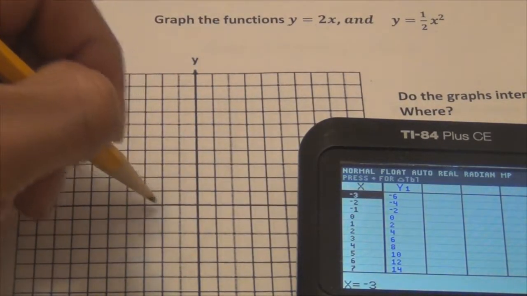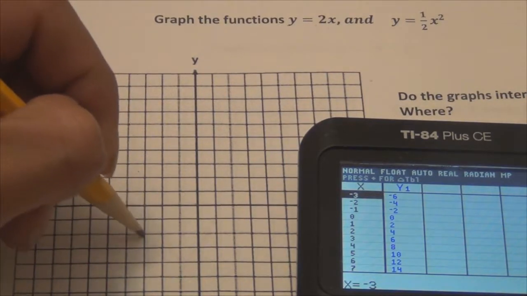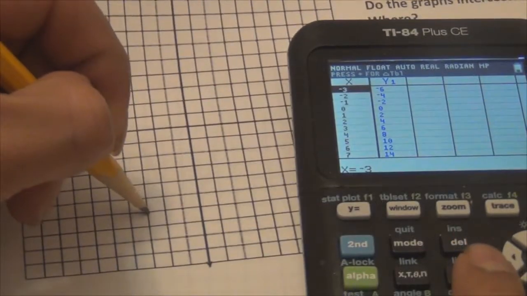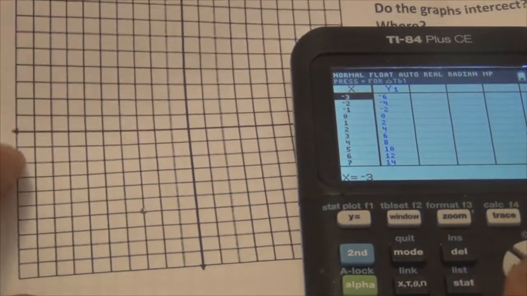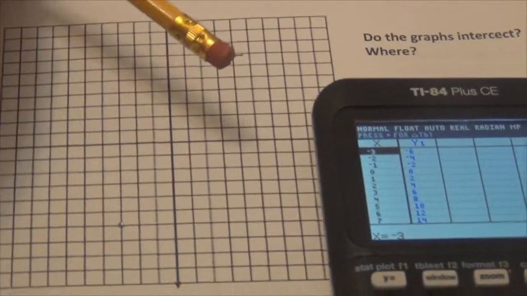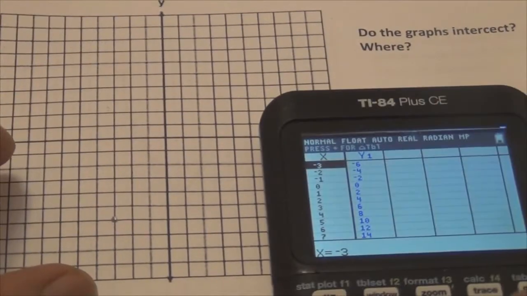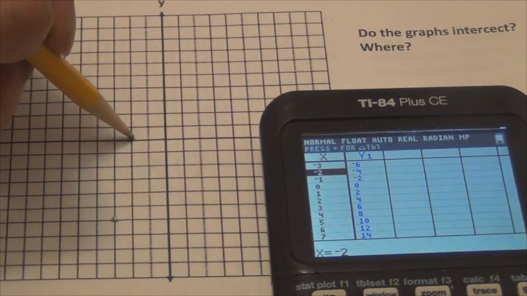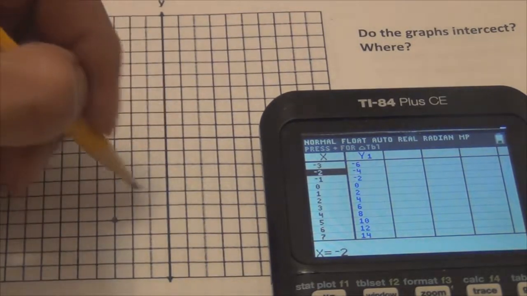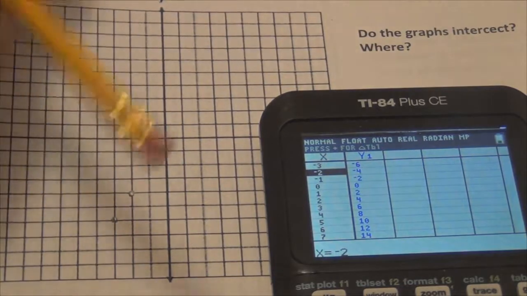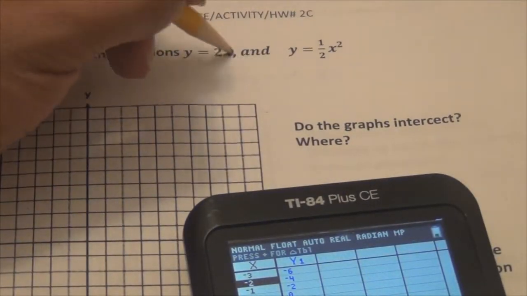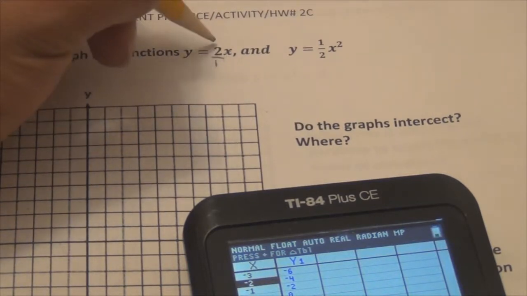-3, -6: 1, 2, 3, 4, 5, 6 right here. Then the next value would be -2, -4: 1, 2, 3, 4 right here. And look, the rate of change here is whatever multiplies the x. This is 2 over 1. This is the slope, the rate of change.